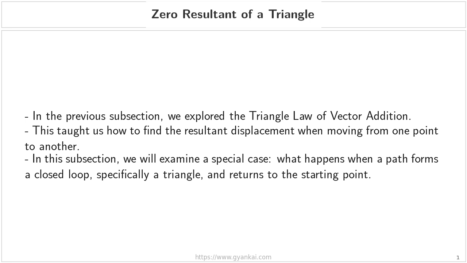Now, today we are going to build on that foundation by examining a very specific and interesting special case. We are going to look at what happens to our vectors when a path doesn't just move from point A to point B, but actually forms a closed loop, specifically a triangle, where the journey eventually leads you right back to your original starting point. Let's see how this affects our final result.